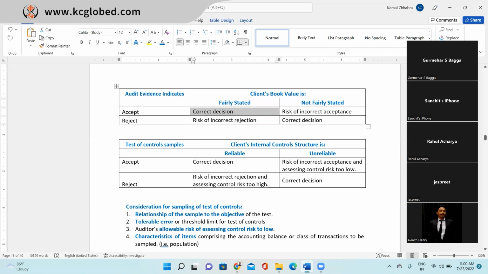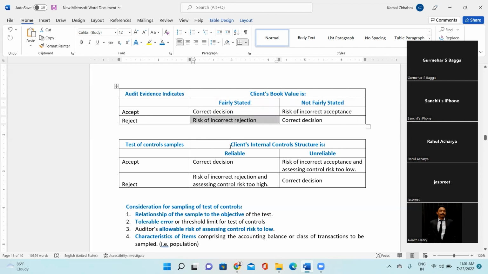But if the situation is that in the client book it is not fairly stated, that means out of those 975 there are mistakes, but in the 25 samples which you have selected there was no mistake, then there is a risk of incorrect acceptance. Same way, the other way, when you have selected 25 samples and you have noticed 5 or 6 are wrong, that means you are rejecting, your conclusion is not relying, you are rejecting, whereas the 975 are fairly stated, that means your risk is incorrect rejection.